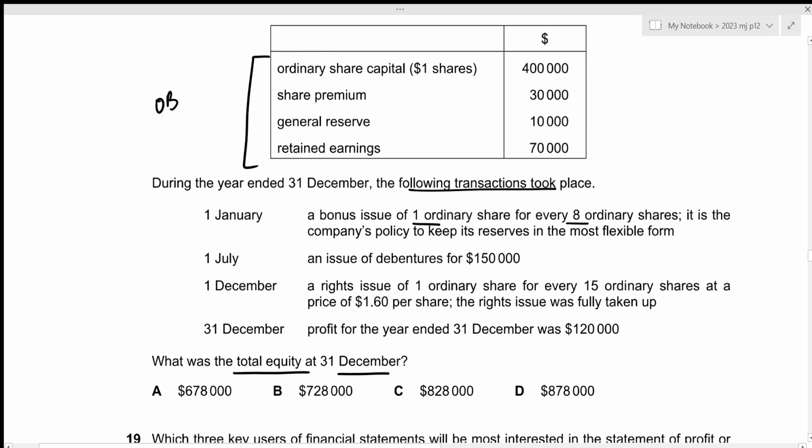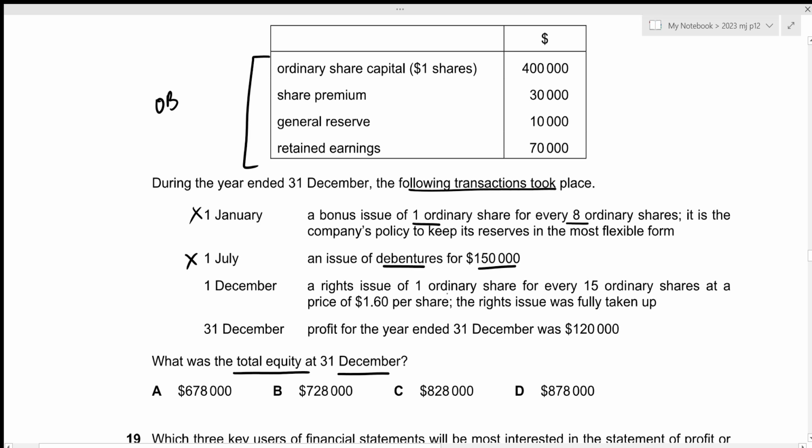So remember that issue of bonus shares will not have any effect on the total equity because we're funding the bonus issue through all of our reserves. So we can just ignore this transaction. The second one is an issue of debentures for 150,000. Again, debentures are a long-term loan, which means that this will be categorized as our non-current liabilities, which will have no effect on the value of total equity. We can ignore this as well.